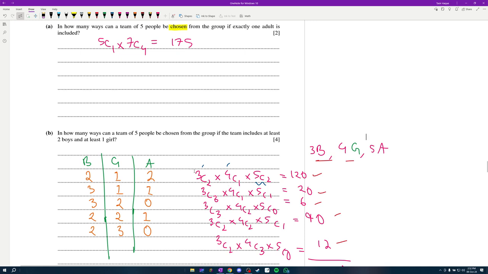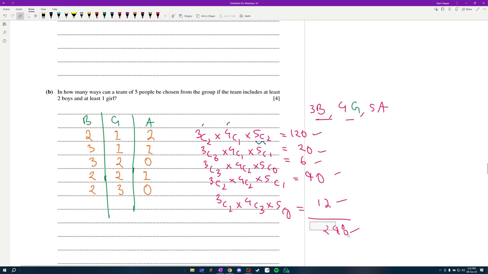2 out of 3 boys, so 3C2. 1 out of 4 girls, 4C1. 2 out of 5 adults, 5C2. Multiply them, and do it for the rest, and add up all of them to get the final answer, which is 248. I don't even get my own handwriting, but 120 plus 20 plus 6 plus 90 plus 12. Yeah, that is in fact 248. Yeah, good.